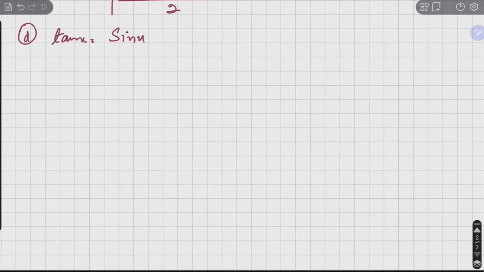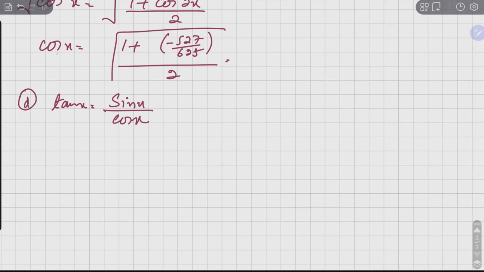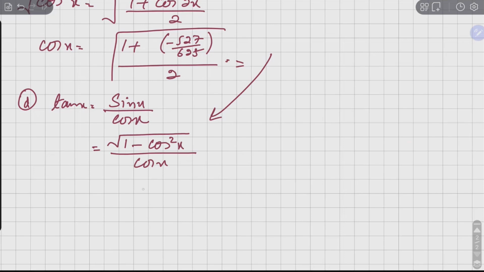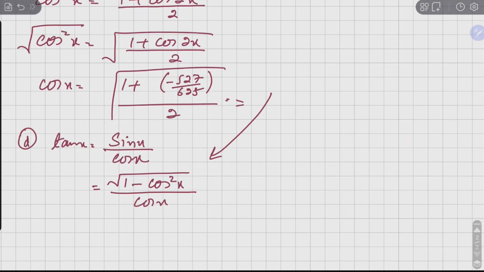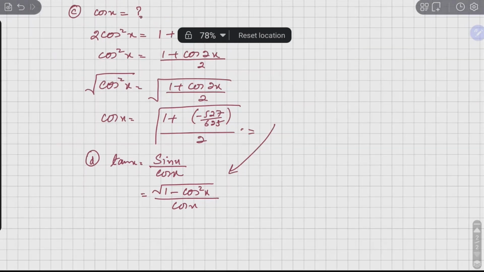sine of x over cos of x. You have the value of cos of x from the previous step, and sine can be written as the square root of 1 minus cos square of x, divided by cos of x. So whatever value you find, you just substitute in the next part to get the answer. Okay, you will get this concept here.